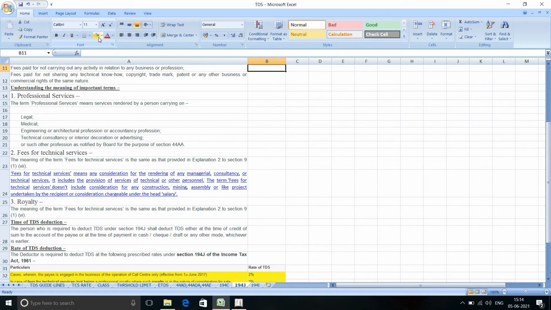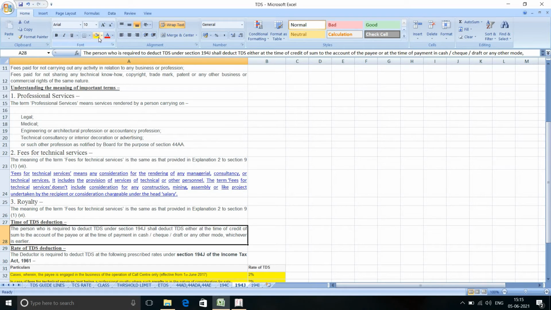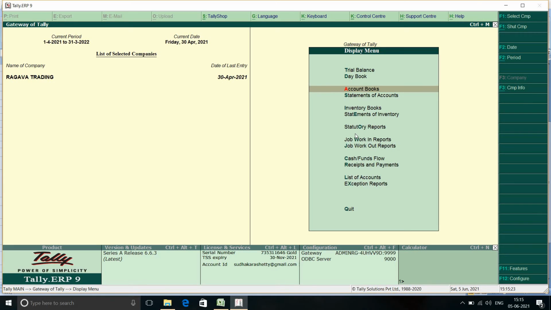Here, what is the limitation? For professional service, the limitation is 30,000 per annum. If anybody's invoice crosses 30,000 and more, then we have to deduct TDS. Now we will pass some entries.